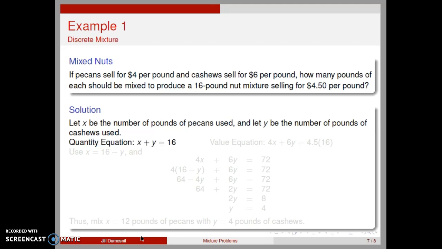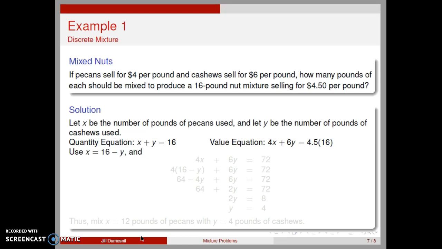The quantity equation is X plus Y equals 16. The value in this problem is money, so the value equation is 4x plus 6y equals 4.5 times 16. This equation represents the revenue from the pecans plus the revenue from the cashews equaling the revenue from the mixture.